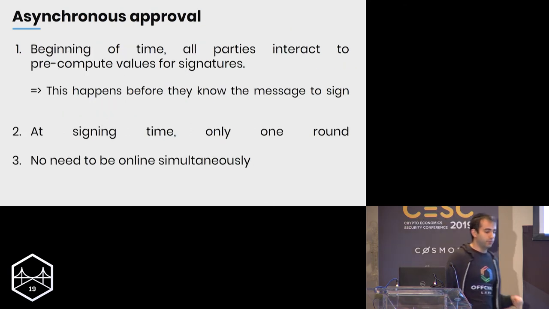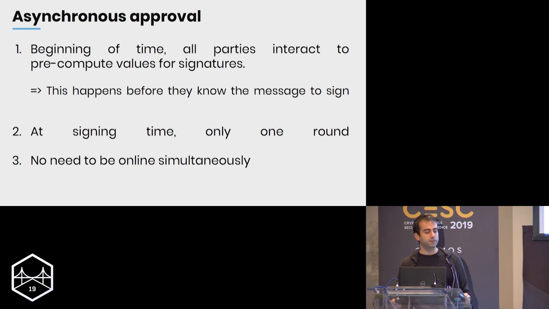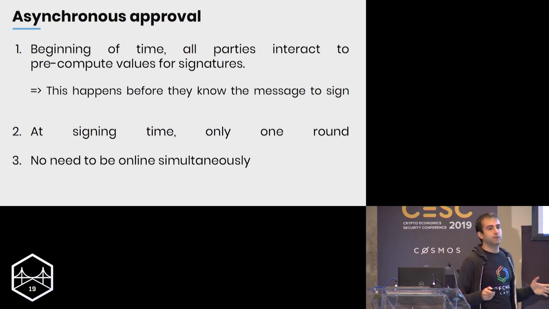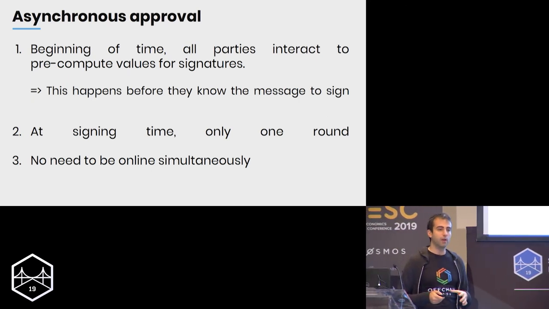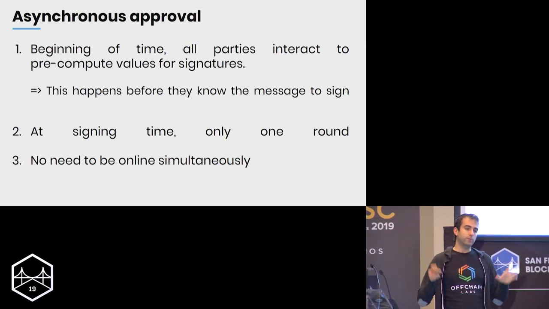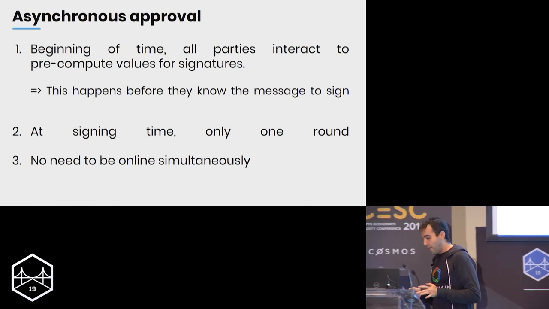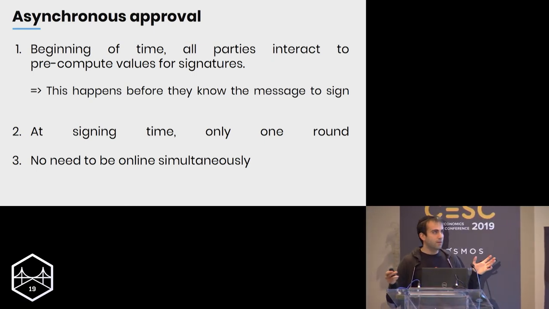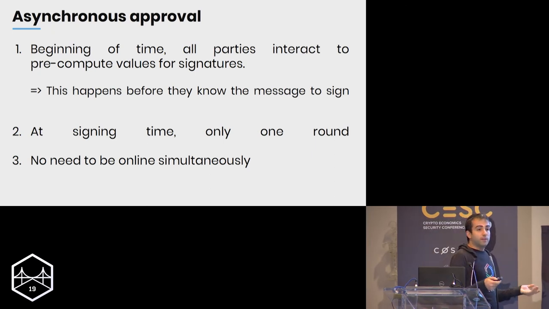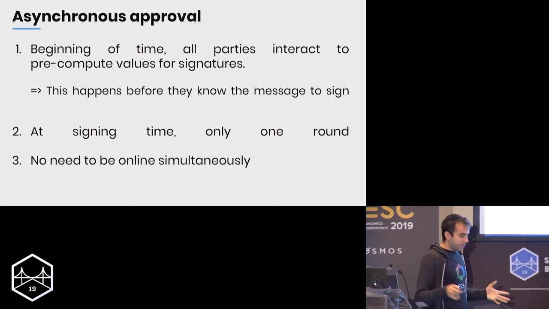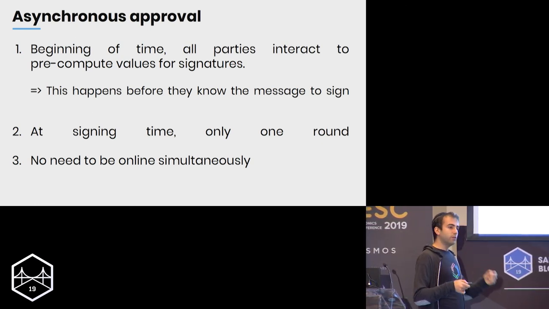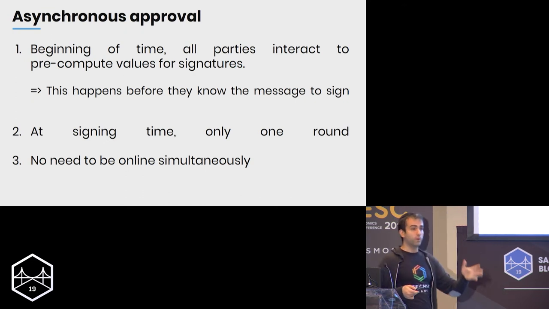And the other thing that we do in our new paper is we have asynchronous approval, which means Alice, Bob, and Charlie don't all need to be online at the same time. And the way it works is at the beginning of time when they set up their system and they decide, hey, we're setting up a signature scheme, and when they do the distributed key generation, they pre-process some general information for a bunch of signatures. And maybe they'll do this for 1,000 signatures. They don't know the messages yet. This has nothing to do with the messages, but now when it comes to them signing something, they no longer need to interact, because the only thing that depends on the message that they're signing is just one round.